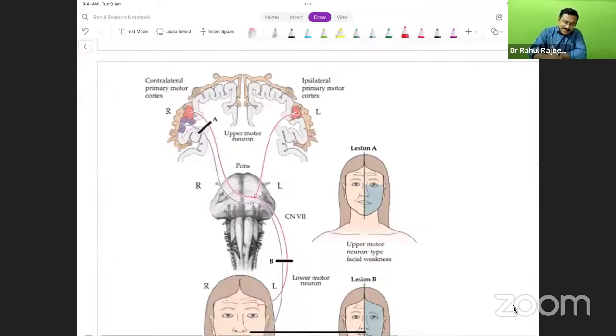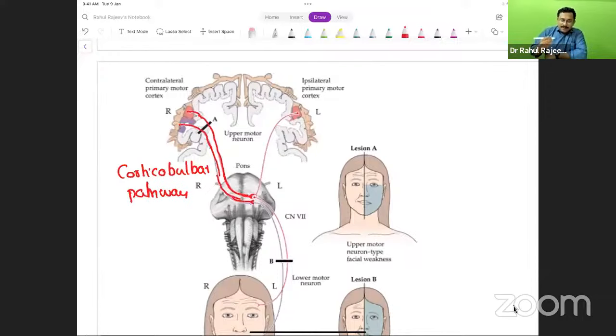All my dear students, please have a look at this particular fiber, which comes from the cortex, comes down, and just before the pons, why before pons? Pons is where you get the seventh nerve nuclei. It will cross to the opposite side and it will synapse. What do you call this pathway? From the cortex to the brainstem cranial nerve nuclei. So it crosses just before that. What do you call this? Corticobulbar pathway.